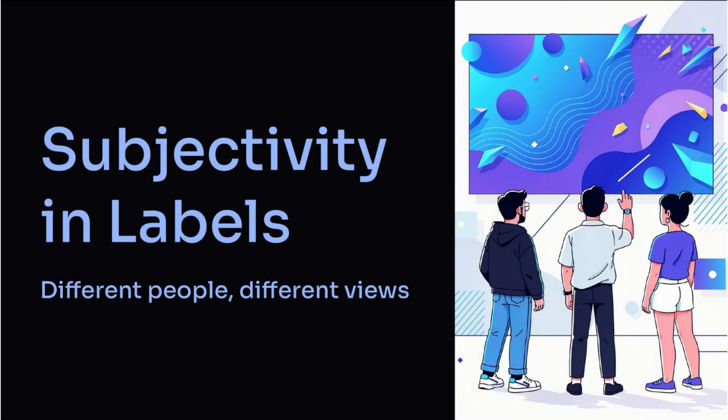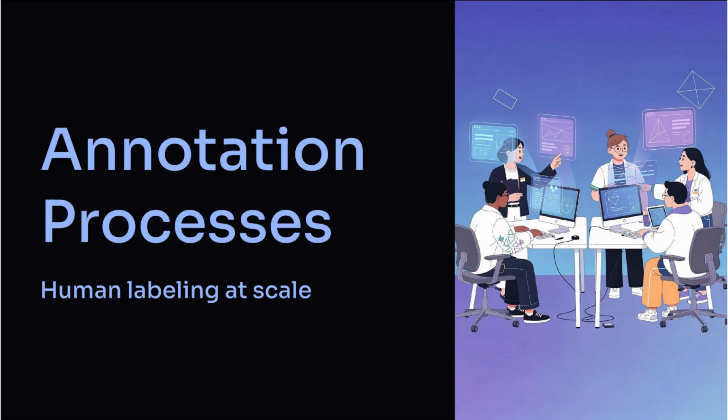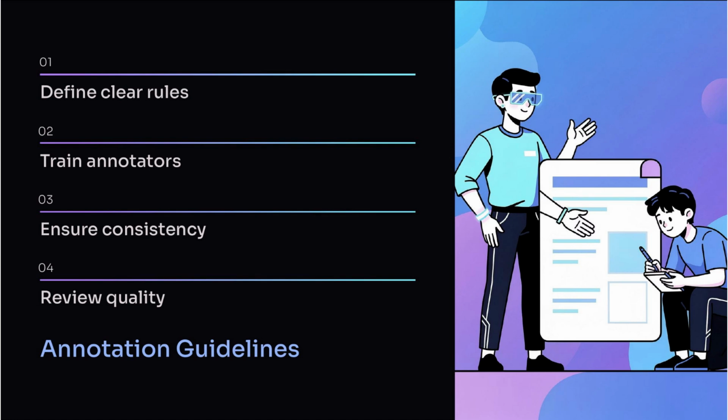Labels are not always objective. Different annotators may interpret the same example differently, introducing variability. Ambiguous cases challenge labeling. Some inputs do not have a single clear answer, forcing simplifications. Annotation is the process of assigning labels. It may involve experts, crowd workers, or specialized teams. Guidelines help reduce inconsistency. Clear rules ensure annotators apply labels in similar ways.